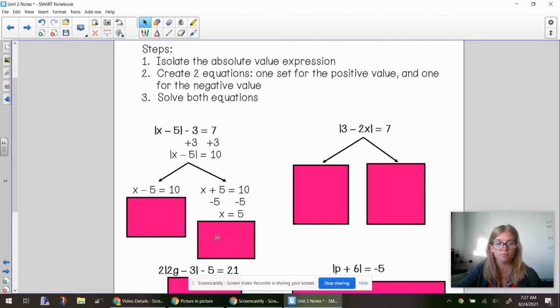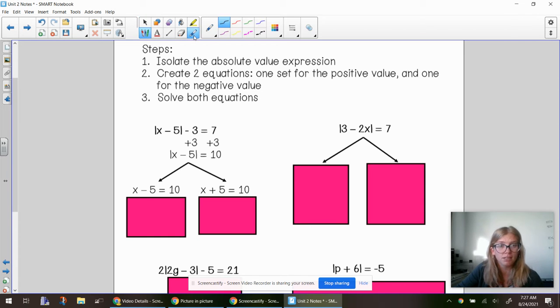That should say x minus 5 equals negative 10. My bad, everybody. So let's do the positive value first.